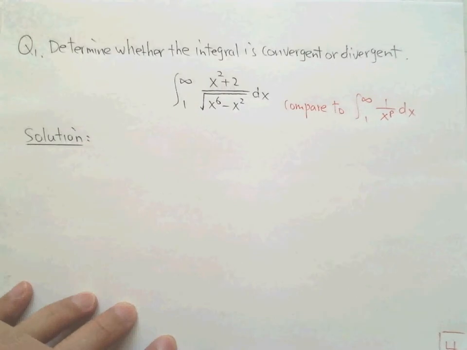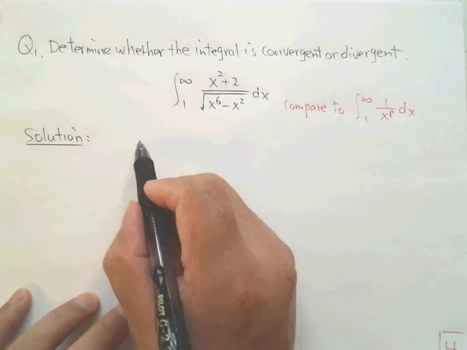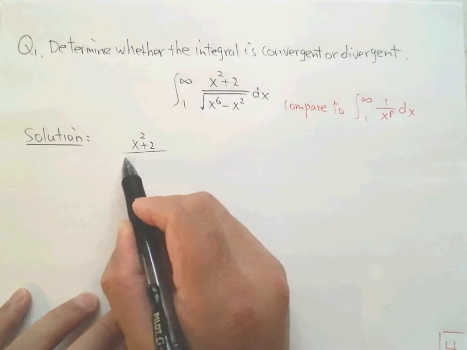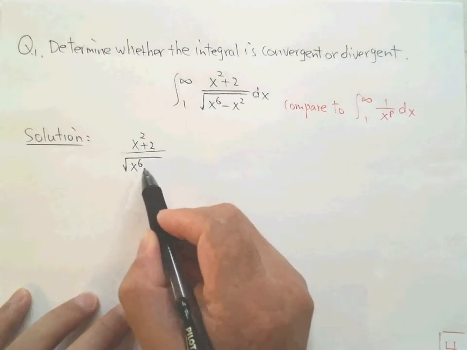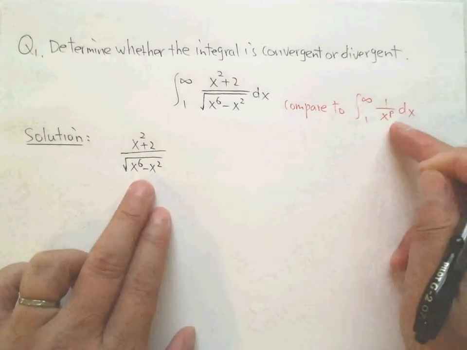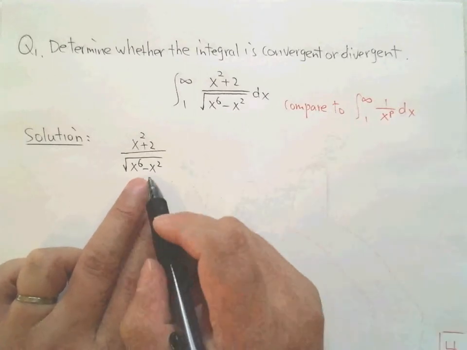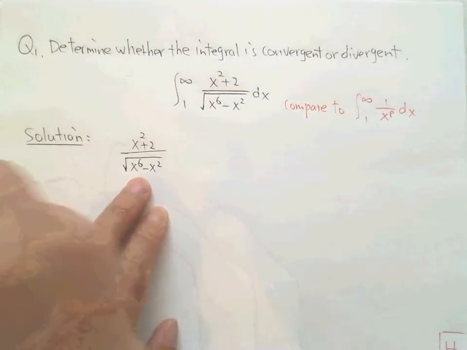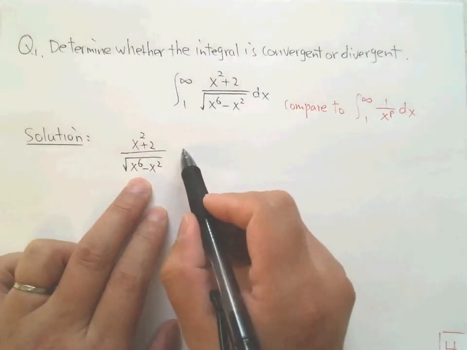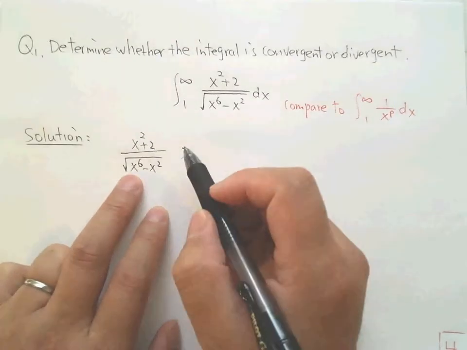So we look at it. We have to compare the two functions. So we take this function. How do you take that function? If I put x squared plus 2 over square root of x to the 6th power minus x squared. This is the function. How do you compare it to the power function? So which power? So we can reduce this. I mean this greater than, this is the one.